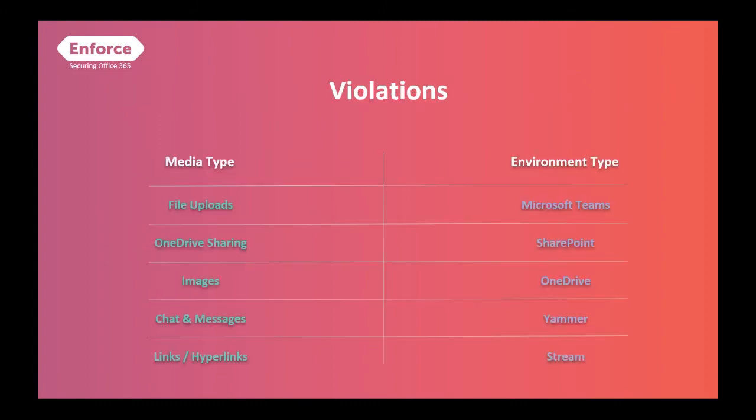Let's have a look at the different types of violations that could take place. So different media types would include file uploads, OneDrive sharing, images, chats and messages, and as I've mentioned, links as well as hyperlinks. And then the different environments that we can enforce with Cardiolog Enforce are Teams, SharePoint, OneDrive, Yammer, and also Stream.